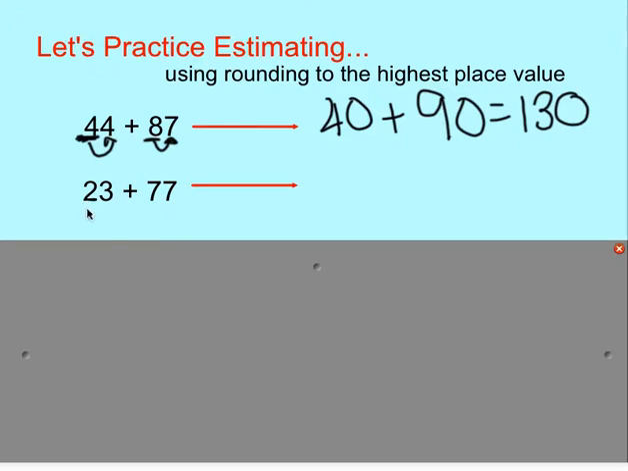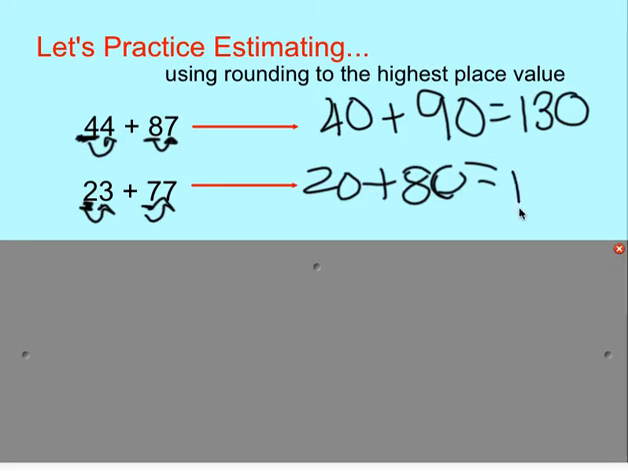Next one, we have 23. We have a 2 in the tens place, which is 20. We look to the right. That 3 indicates that we stay at 20, because anything less than 5, you stay. Anything 5 or more, you bump it up. Now we have 7 tens. Look to the right, and we have a 7, which indicates that we bump up that 7 to 8, which is 8 tens, which is 80. Thinking about 20 plus 80 is 100.